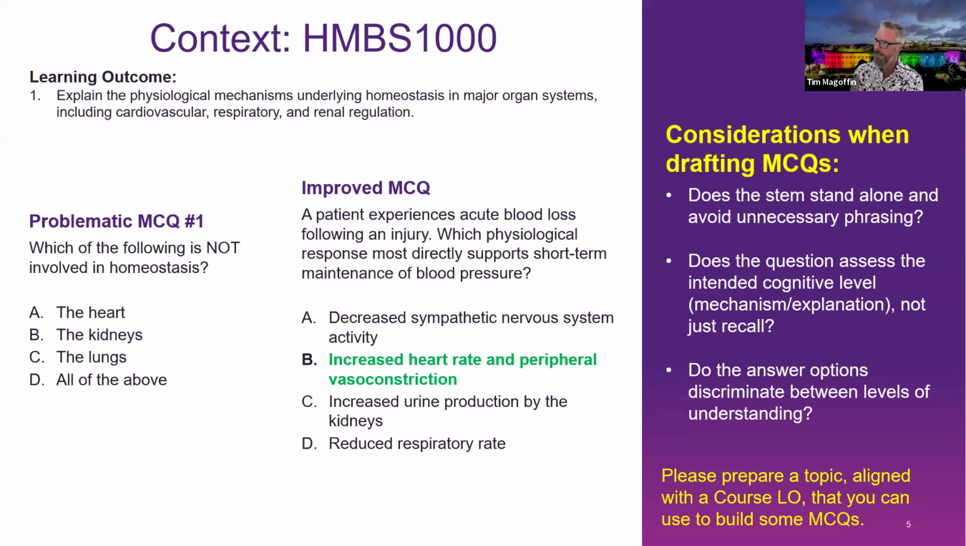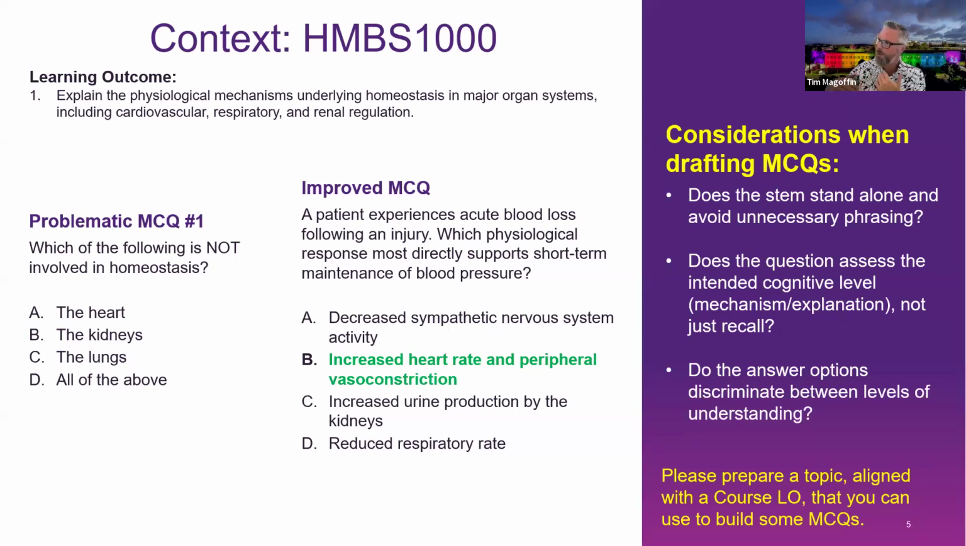And is this assessing explain? Sure, we've just got to identify one of the four options, but the four options given are explanations. So this is doing a much better job at the cognitive target for what we're intending to get out of the question. And do the answers discriminate between levels of understanding?